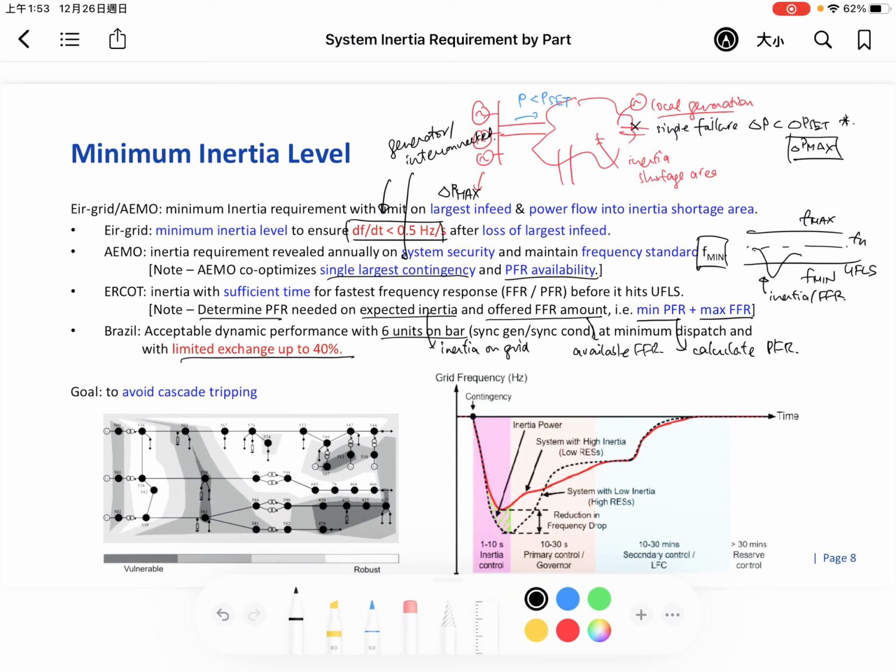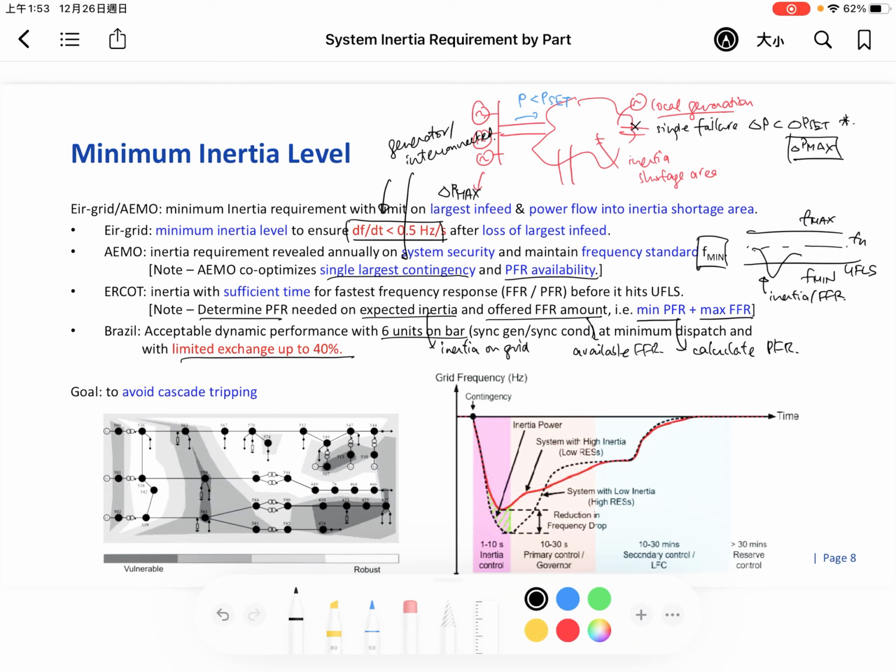Another way is to limit the number of units on bar, because inertia is just something abstract. You don't know how to measure the amount of inertia on the grid. Even if you can measure it, no one knows what it means, or how much inertia, how much system kinetic energy, I need to rescue the frequency during a system failure.